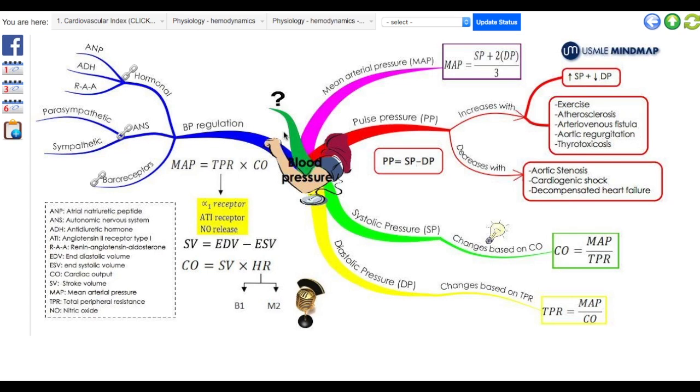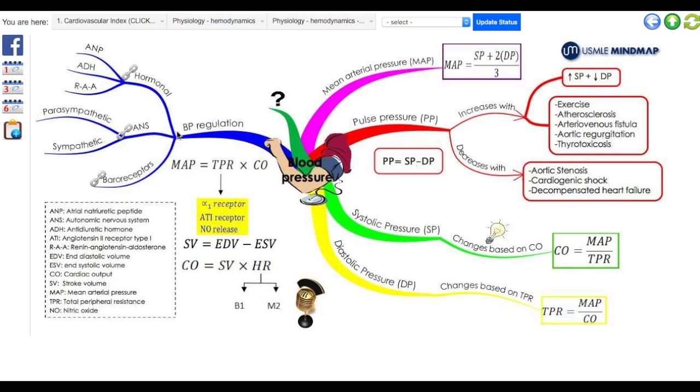Here the map is showing, on the top right, how do we calculate mean arterial pressure? Pulse pressure. Bottom right, systolic blood pressure, diastolic. This is forcing the student to understand that systolic blood pressure is an indication of cardiac output, and diastolic blood pressure is an indication of total peripheral resistance. So when we measure blood pressure, it's a very convenient and indirect way to assess cardiac output and TPR, the cardiovascular system. Now on the left, how does the body regulate blood pressure and how does the body monitor blood pressure?